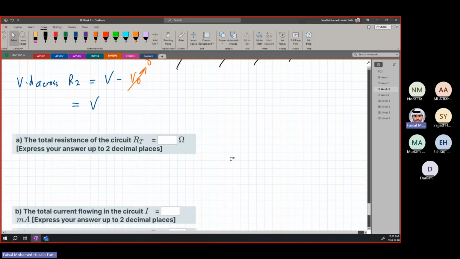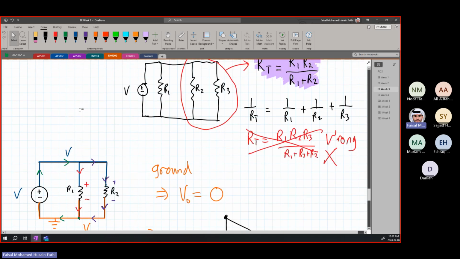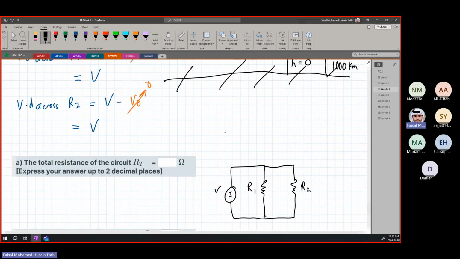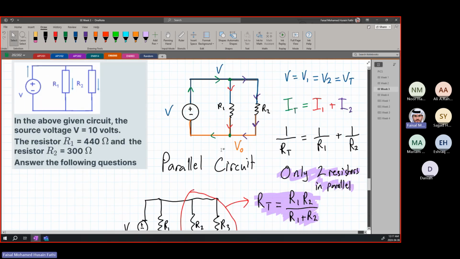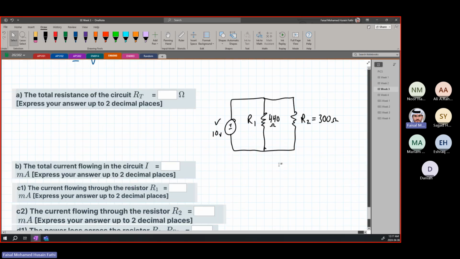Let us look at the circuit again. The circuit was like this. And then a voltage here. And then a resistor. And then a resistor. All right. This is R1, R2, plus, minus. This is V. The voltage was given to be 10 volts. So this is 10 volts. All right. R1 was given to be 440 and R2 is 300. So this is 440 ohms. And this is equal to 300 ohms. Then, so this is our circuit.